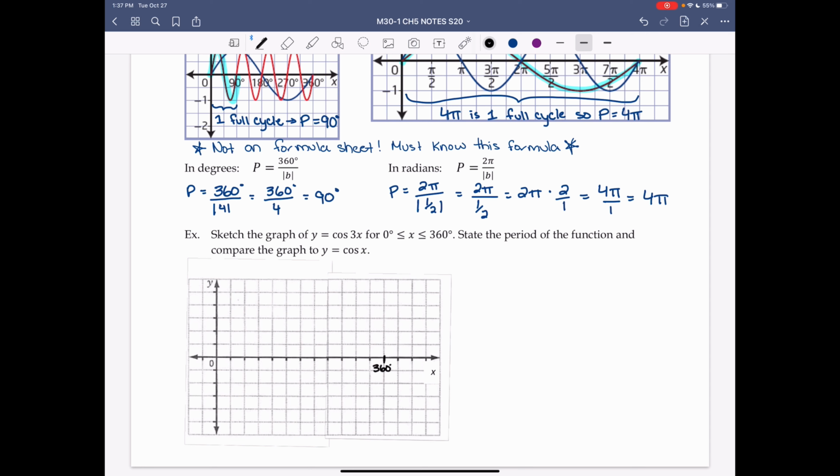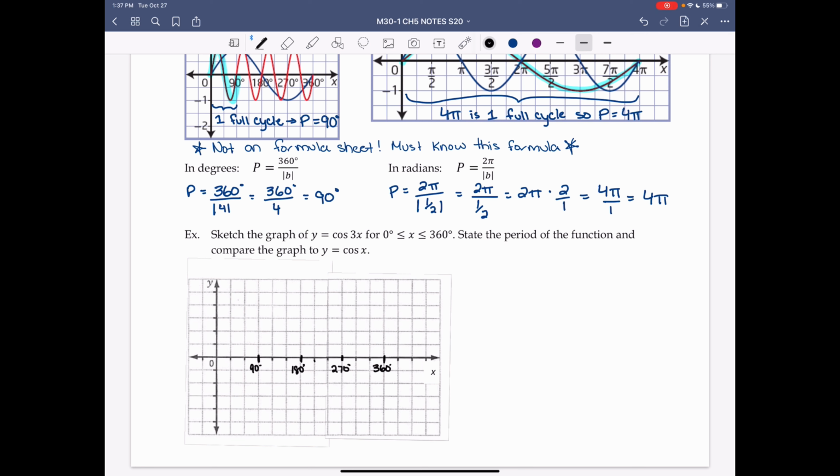Then I can mark some other points along the x-axis. We had 30, 60, 90 would go here. 120, 150, 180 would go here. 210, 240, 270 would be here.